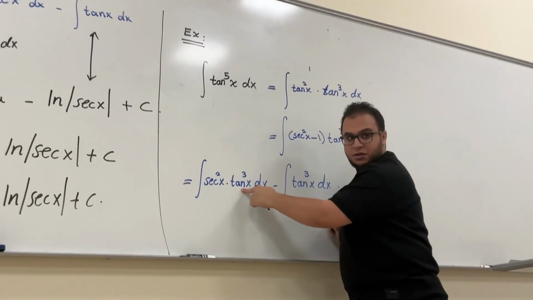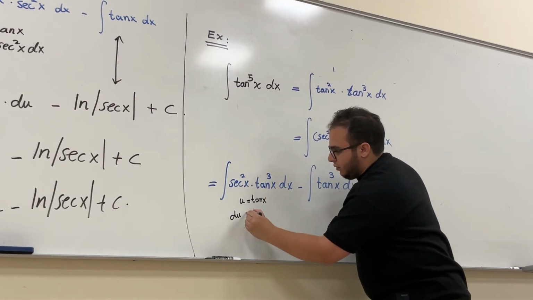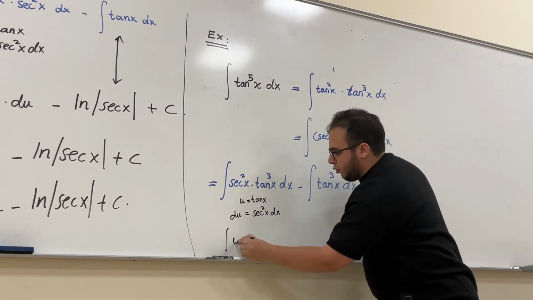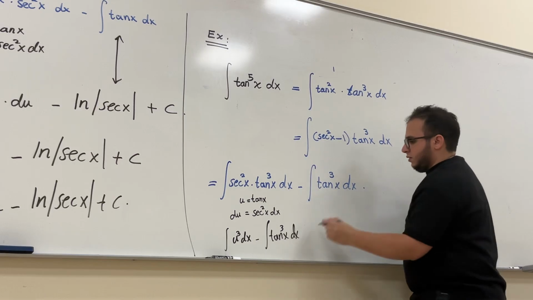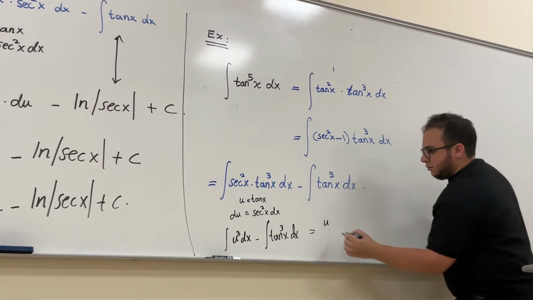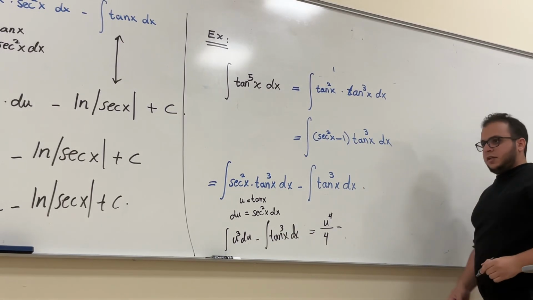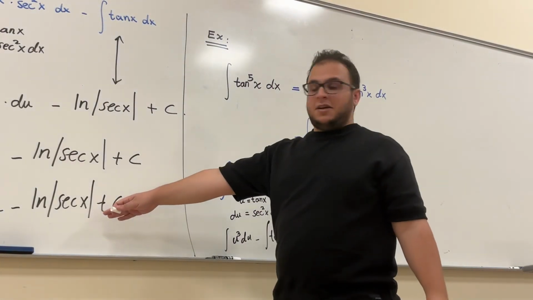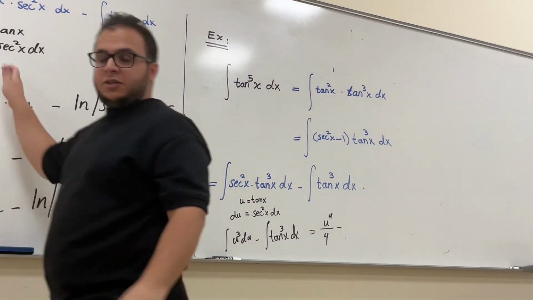Now I can do substitution here. u equals tan and du equals secant square. So you get integration of u cube du minus integration of tan cube. This is a simple integration. The substitution only here. And then this becomes u to the 4 over 4 minus, what's the integration of tan cube? I just did it. I just did the whole calculation for it.